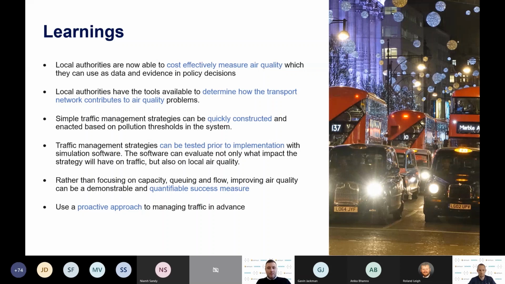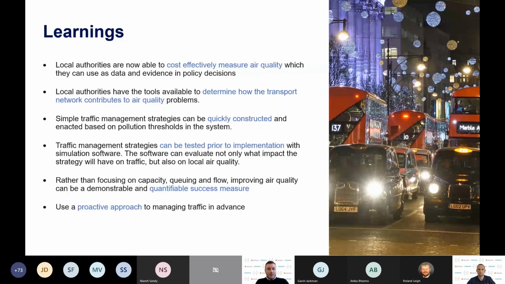Transport authorities now have the tools available to determine how the transport network contributes to air quality problems. If we can measure on the ground cost effectively, especially in locations where we know that poor air quality is generated, we can really collect that data to understand what impact traffic truly has and how we can mitigate that. Through air quality integrated traffic management systems, transport authorities really have the tools available now to control and manage traffic, so that they can have a positive influence on air quality. They're able to use traffic management systems now with air quality feeds to create simple or complex traffic management strategies very quickly.